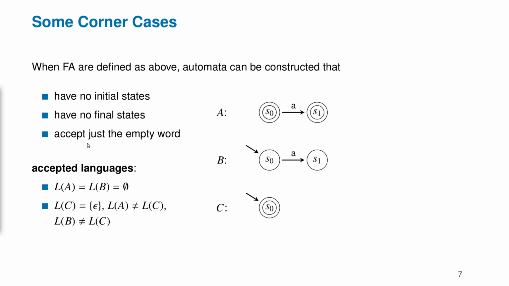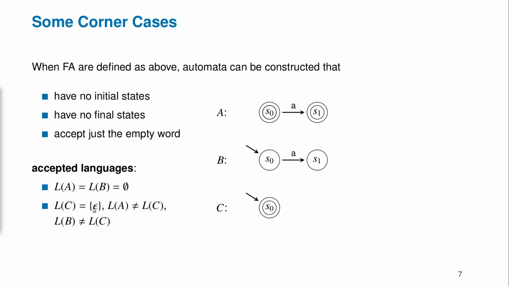Then something I would like to mention, because this often causes some confusion, is the automaton which just accepts the empty word. This looks like this. We have an initial state, and this initial state is the only state, and at the same time it is the final state. The language described by this automaton C is the language containing epsilon, and this is not the same as we have in the case of automata A and B. So the language of C is not empty.